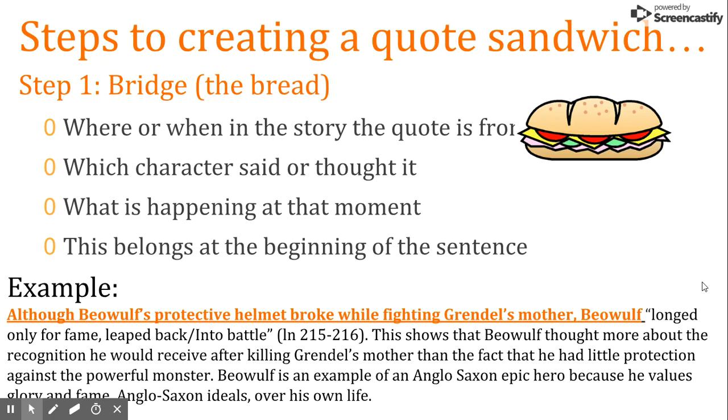The portion that is in orange is the bridge. So for example, although Beowulf's protective helmet broke while fighting Grendel's mother, comma, Beowulf, and that's it. It's really only half of a sentence, but it is the context of where this quote is coming from. It's not necessarily the title of the text. It could be something much more specific, like which character is speaking or what point in the story this quote is from.